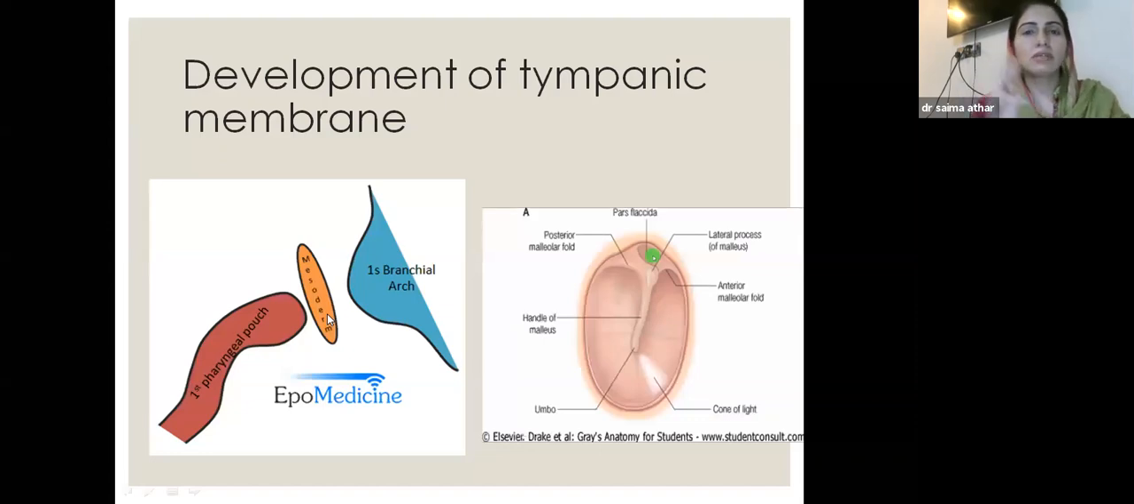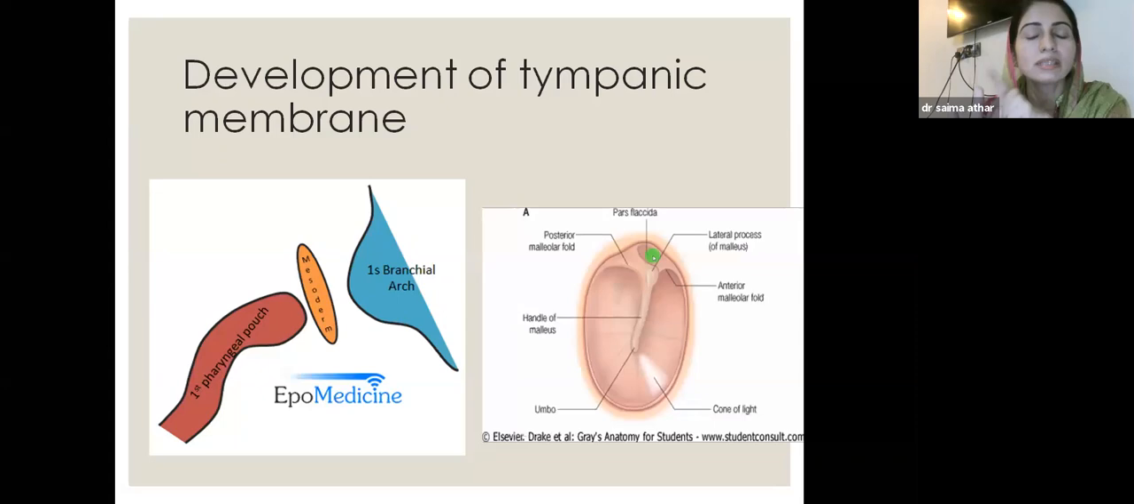That's why there are three layers of the eardrum or the tympanic membrane. And someone may ask you how tympanic membrane is developing. Its inner layer is developing from the first pharyngeal pouch. Its outer layer is developing from the first pharyngeal cleft, that is the ectoderm. Its middle layer, that is the connective tissue, is developing from the intervening mesenchyme.